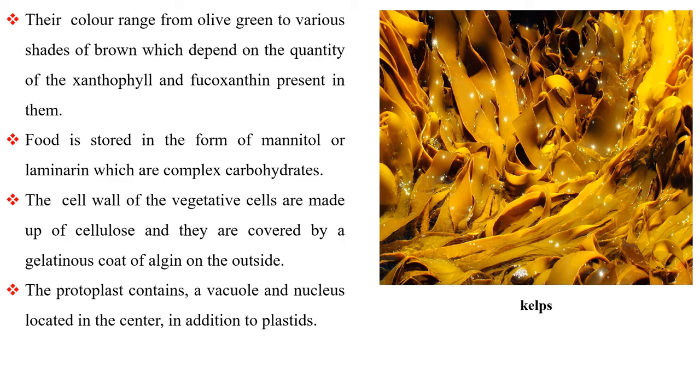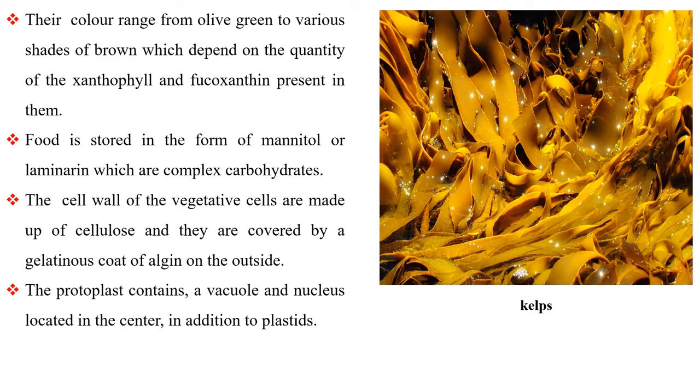Their color ranges from olive green to various shades of brown, which depends on the quantity of the xanthophyll and fucoxanthin present in them. Food is stored in the form of mannitol or laminarin, which are complex carbohydrates. The cell wall of the vegetative cells is made up of cellulose and is covered by a gelatinous coat of algin on the outside.